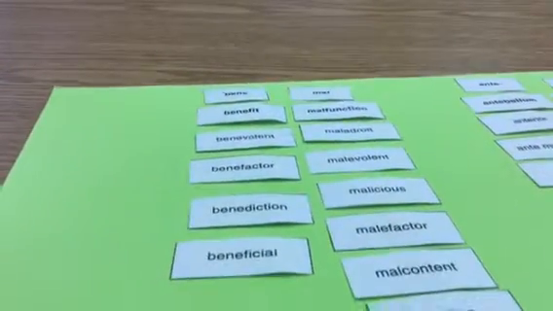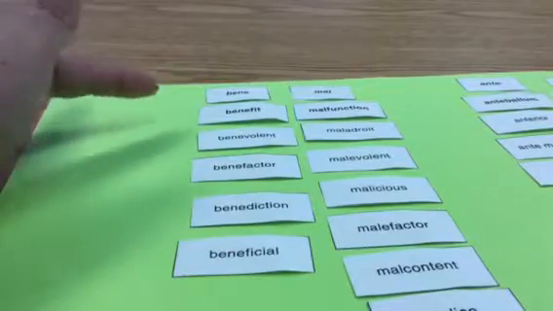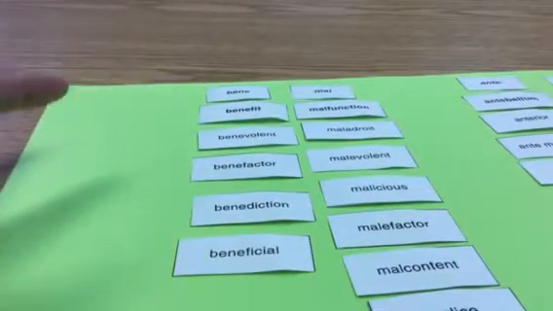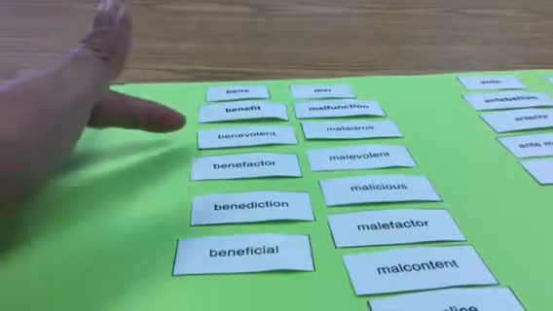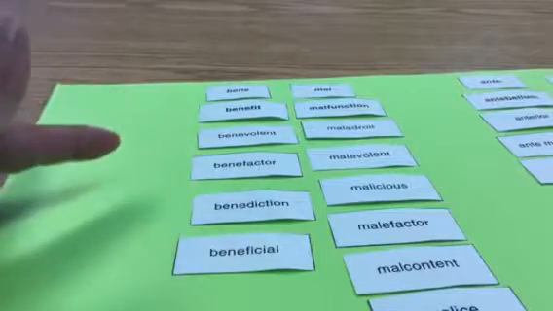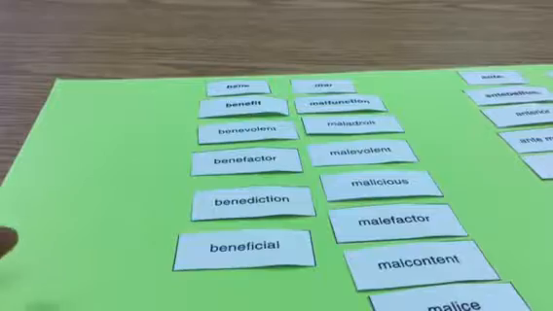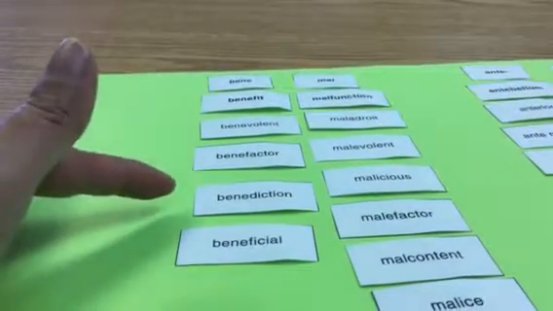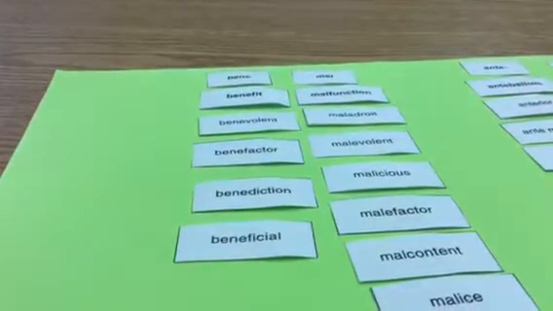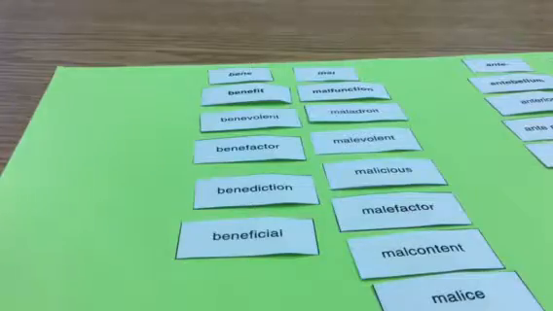So under the category of good, we have benefit. If you have something that benefits you, it's good for you. Benevolent is a person that means to do well. Benefactor is a person who receives something good. A benediction is like a blessing or a prayer. And beneficial means it's good for you.